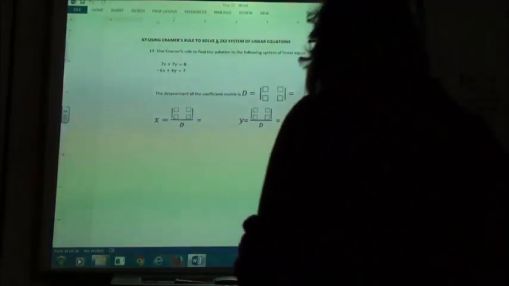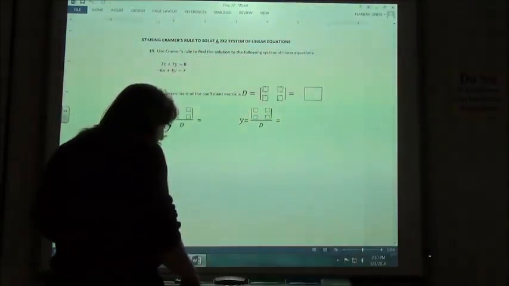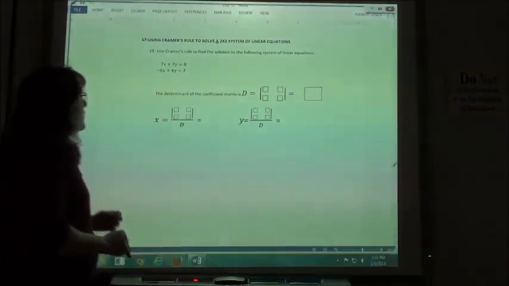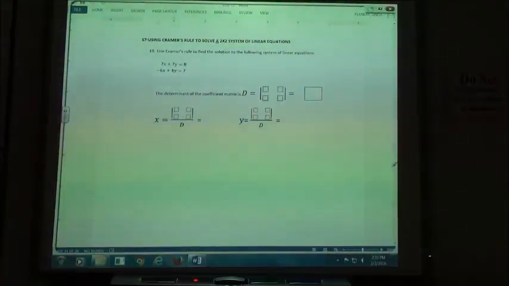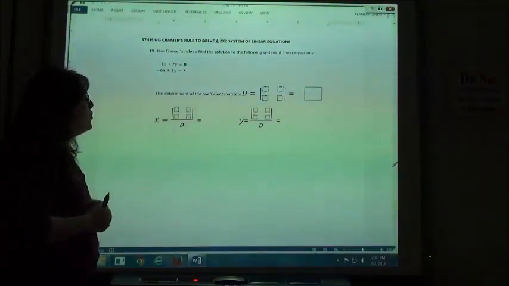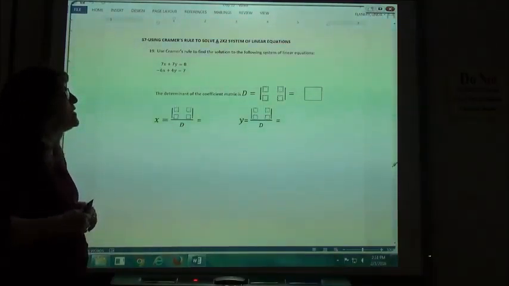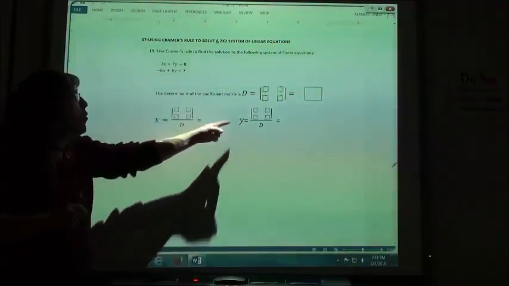Problems 19, 20, and 21, we're using Cramer's rule to solve a 2x2 system of equations. We've solved systems of equations by graphing, by substitution, and by the elimination method, and now we're going to solve them by Cramer's rule. Cramer's rule uses 2x2 determinants in order to find the value of x and y.